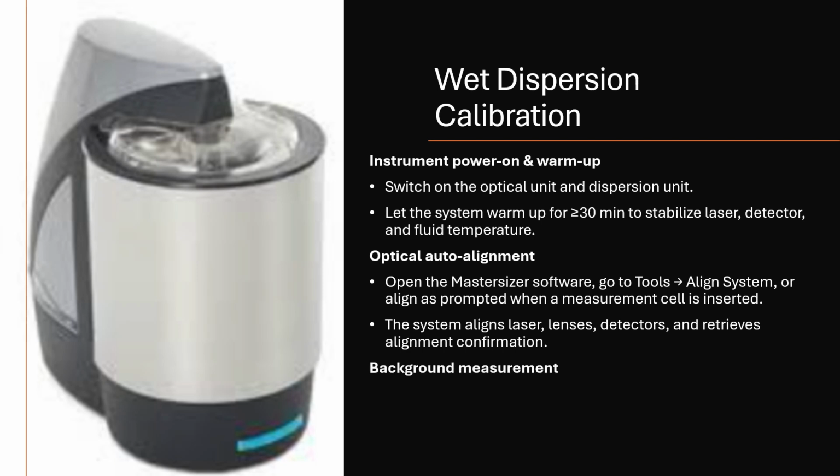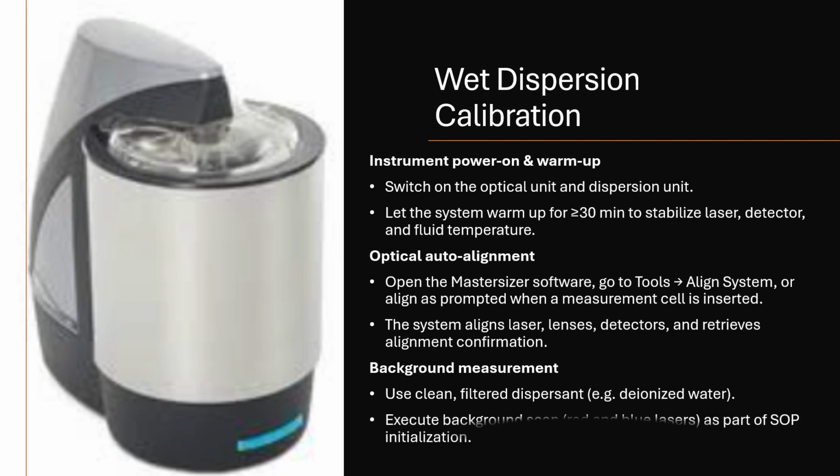Now the background measurement, this is also a very crucial process in this wet dispersion calibration. For this, use clean filtered dispersant such as deionized water, right? Then execute a background scan with both red and blue lasers as a part of SOP initialization. The background scan measures the inherent light scattering from the dispersant and optical components without any particles present, right? This baseline is automatically subtracted from the subsequent measurements, which removes false signals and improves measurement precision.